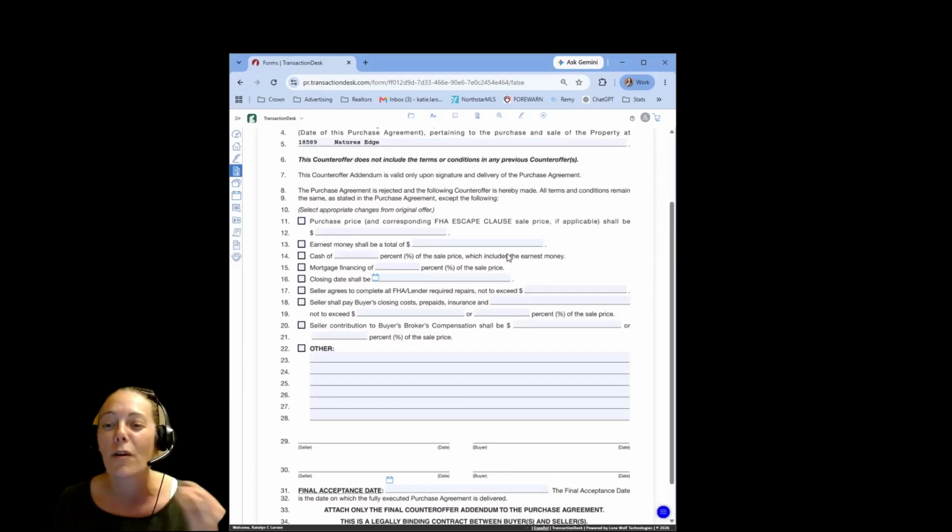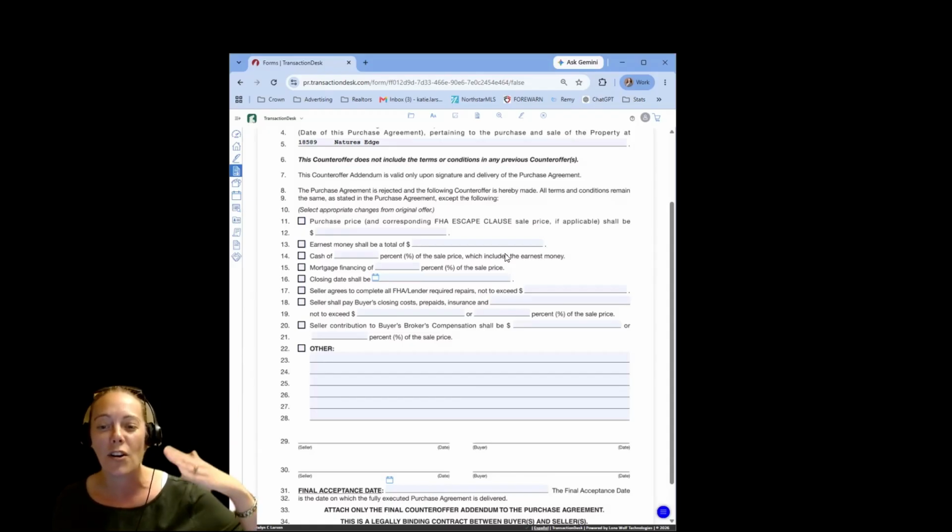Or are they waiting for a paycheck? They have the money, but they're waiting for the bonus. It's supposed to be here next week, but it's not here yet. So they can't hit the deadlines, right? This is why we ask these questions. Because if that's the case, that's an easy fix. Then we just extend the earnest money submission timeline.